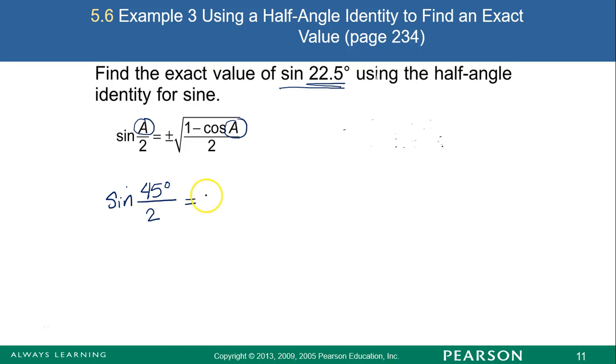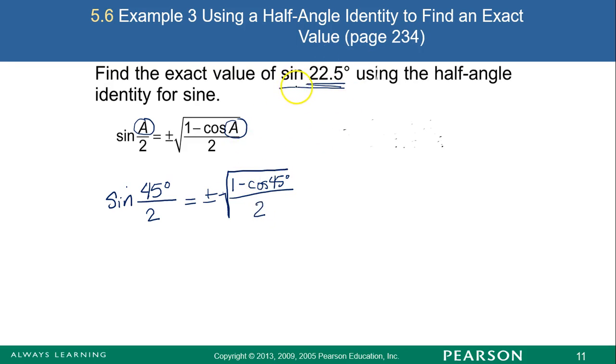Now this is equal to plus or minus the square root. Doesn't look like a square root. There we go. Let me write that again. Square root of 1 minus cosine of 45 over 2.